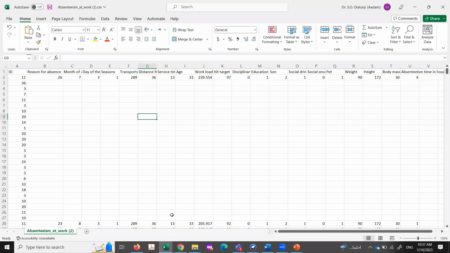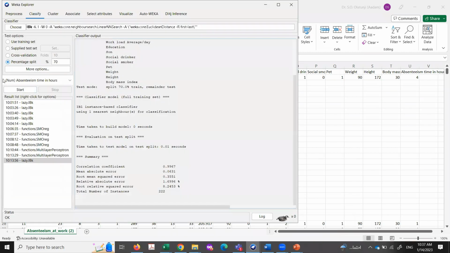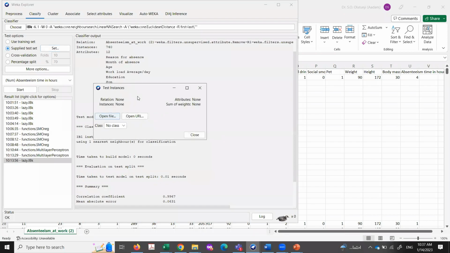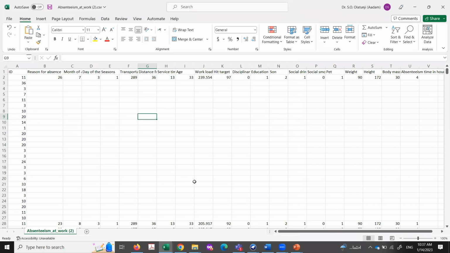You save it, and then you get to WEKA here and say, okay, I've trained my model, it is performing well. Now I want to check for someone if it's going to be this or what's going to be. Is the person going to be absent? What's going to be the number of times that the person is going to be absent? How many hours? So you're going to use the supplied test set. Here you select and pick up the data we just provided in the Excel, and then you run it, and that is how you can use WEKA in such a real-life scenario.